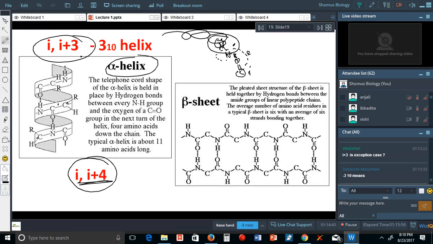Okay. And in that case, you can see here that this beta sheet, on the other hand, in the case of beta sheets, multiple amino acids are linked with each other, but they are distantly related. If we start numbering the amino acids from here, the amino acid number i, then i plus, this is the first one, second, third, fourth, 5, 6.